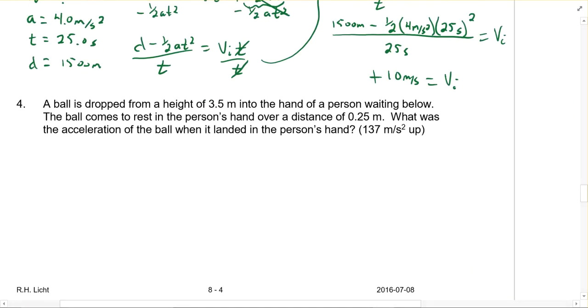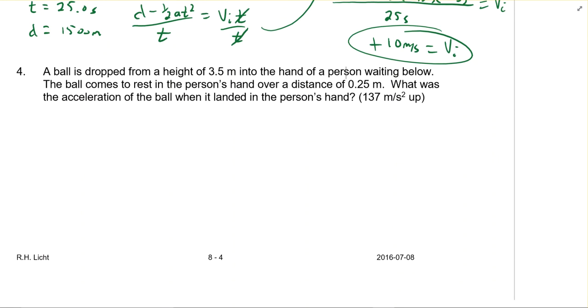Okay, number 4. Oh, and then circle your answer. Number 4: a ball is dropped from a height of 3.5 meters into the hand of a person waiting below. The ball comes to rest in the person's hand over a distance of 0.25 meters. What was the acceleration of the ball when it landed in the person's hand?